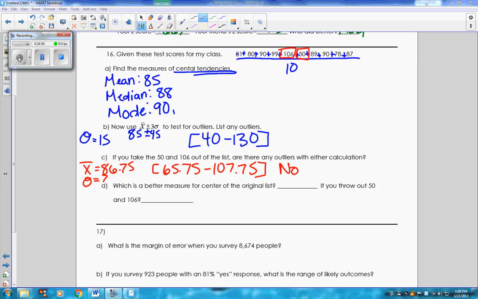Part D says, which is a better measure for the center of the original data? Because we have two numbers that are really small or really big compared to the other numbers, the best measure for the center of the data is going to be the median. But if you throw out the really big number and the really small number, then a measure that could work would also be the mean.